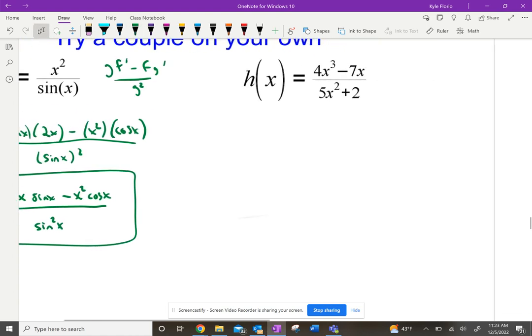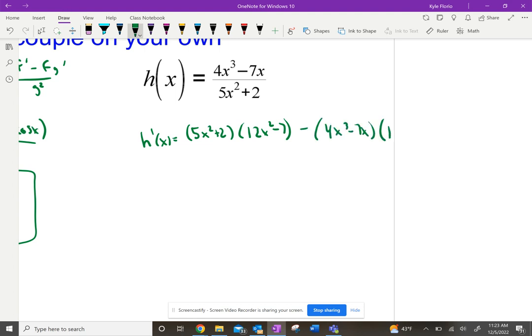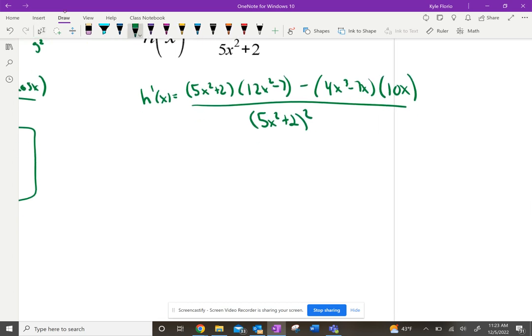There's no other simplifying to be doing here, so if there is, we'll do it. Here I want to take the derivative of this function, and it's going to be the bottom function, so low d high, the derivative of the top is 12x squared minus 7. Low d high minus high d low. High is that, d low is that, all over low squared.